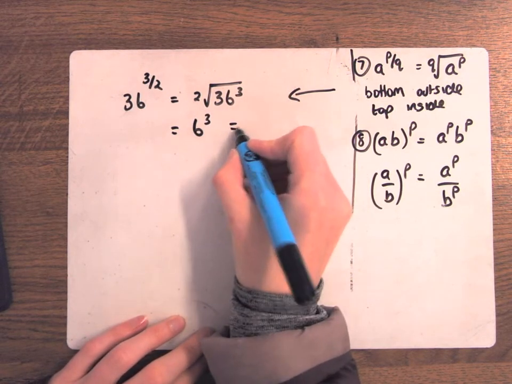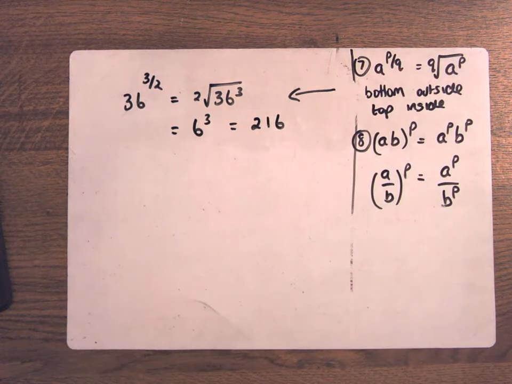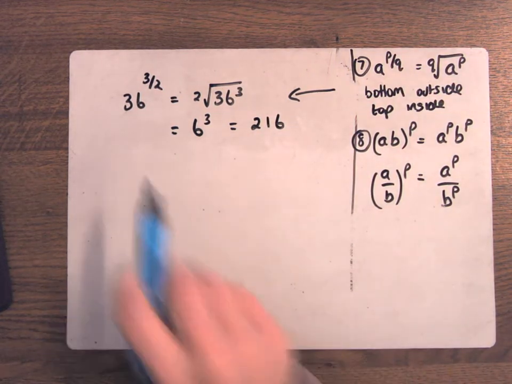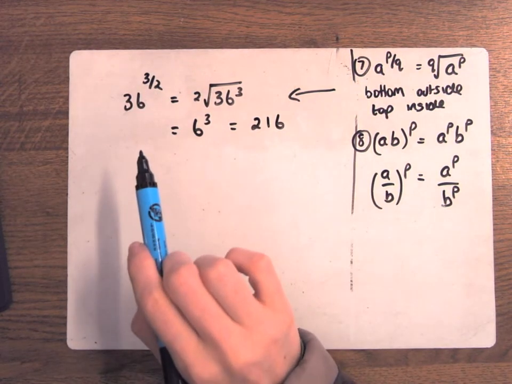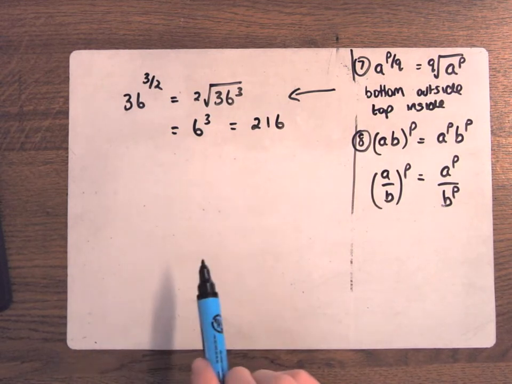6 by 6 is 36, by 6 is 216, is it? Yeah. And that 2 isn't like a 2, is it? It's a square, exactly. It's a small 2. It's not 2 times, it's a square root.